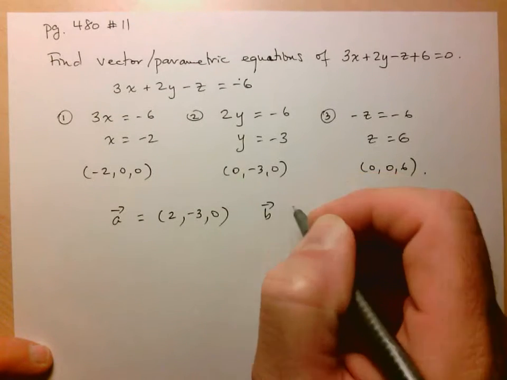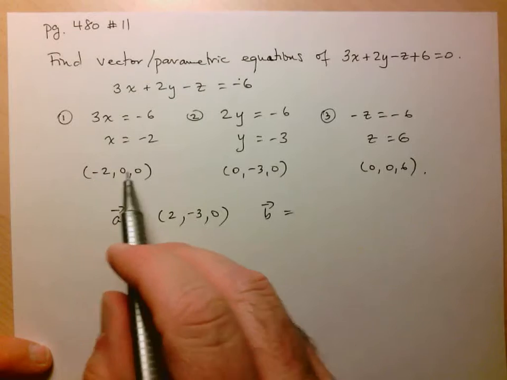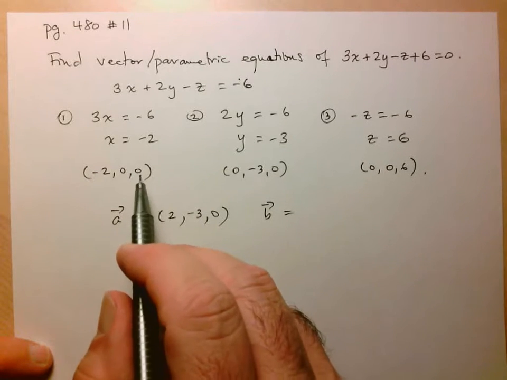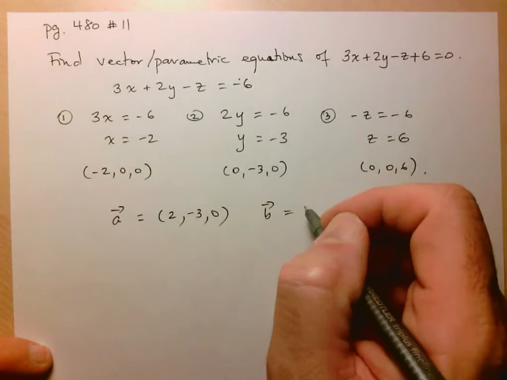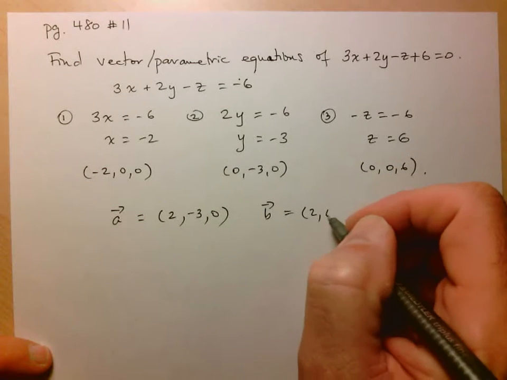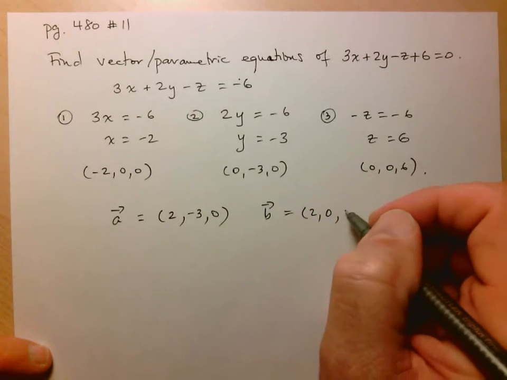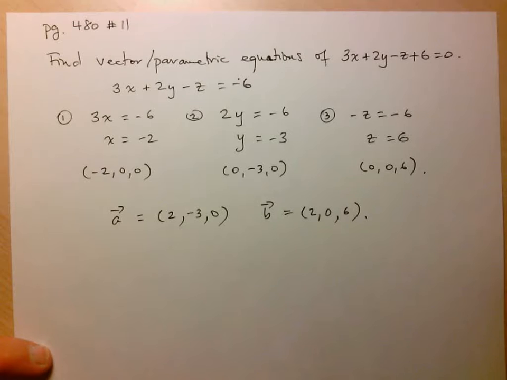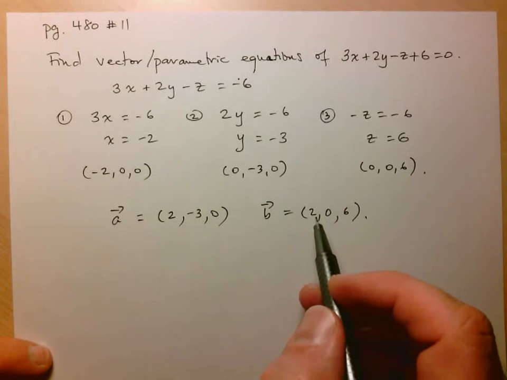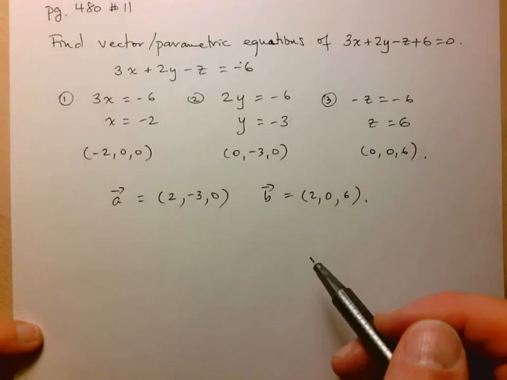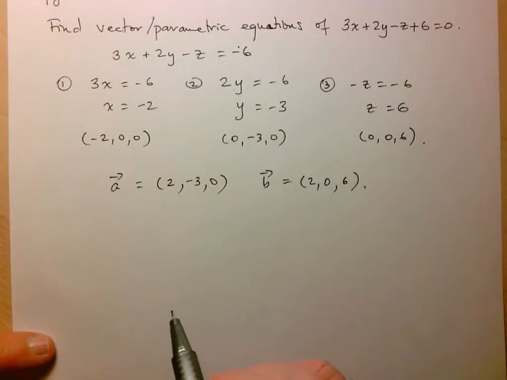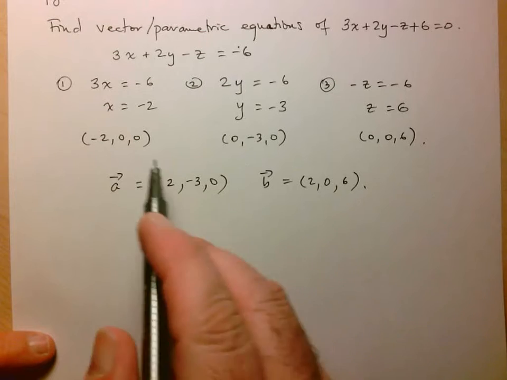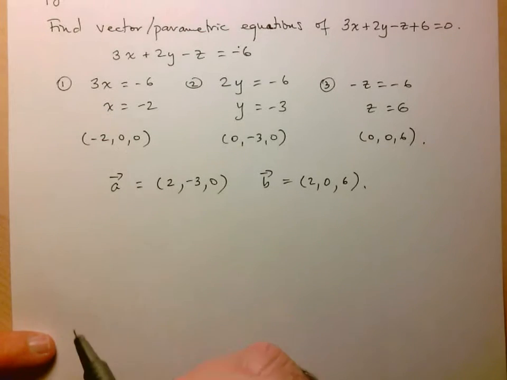Now I'll find a second direction vector by joining these 2 points. 0 minus -2 is 2, 0 minus 0 is 0, and 6 minus 0 is 6. So these are 2 direction vectors. I can even change this to (1, 0, 3) if I wanted to, since I need any vector in that direction. Now I could pick any one of these 3 points, so I'll pick this first one here.